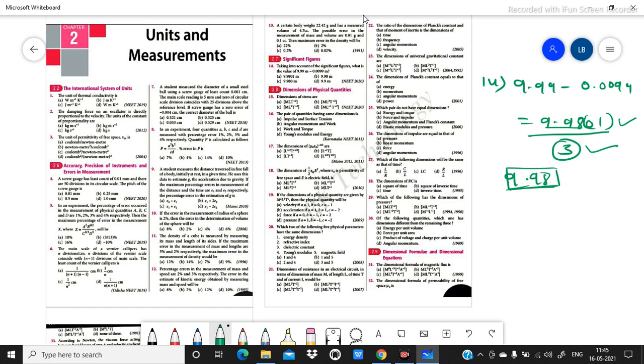Then number 15 asks for the dimension of stress. The dimension of stress is nothing but force by area, so it will give me M1 L minus 1 T minus 2. For this type of question you have to remember the formulas. Once you have remembered all these formulas, you won't have any issue in directly finding the dimension of a quantity. So you have to remember these formulas.